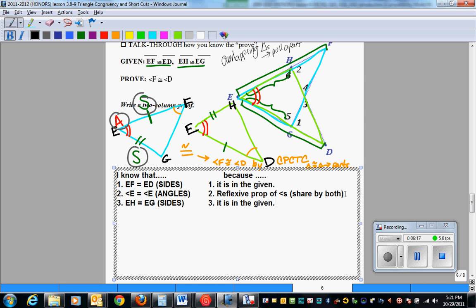Now, because we have side, angle, side, we can then say that triangle EFG is congruent to triangle EDH. And why do we know that? Because of the side, angle, side congruency shortcut.